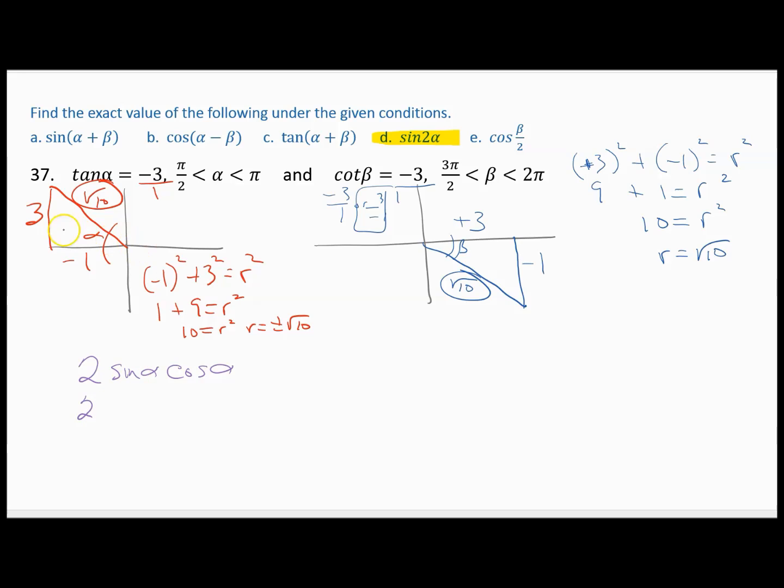So sine is opposite over hypotenuse, or y over r. So that's going to be 3 over the square root of 10 times the cosine of alpha. So same triangle. That's going to be adjacent over hypotenuse, or x over r. So negative 1 over the square root of 10. Then you simplify. This is 2 over 1, so 2 times 3 is 6 times negative 1 is negative 6. Don't forget to multiply the square root of 10 times square root of 10, which is square root of 100, which is 10. And then reduce this to lowest terms. So negative 3/5 should be your answer there.